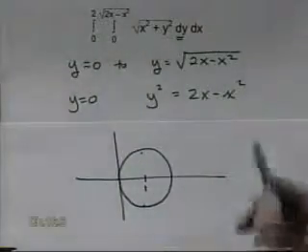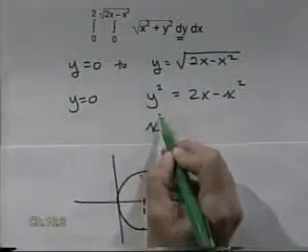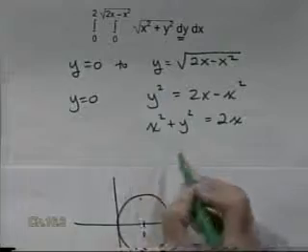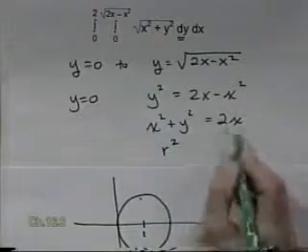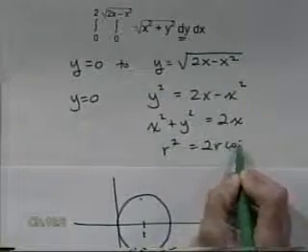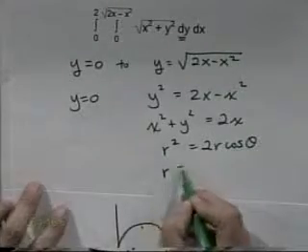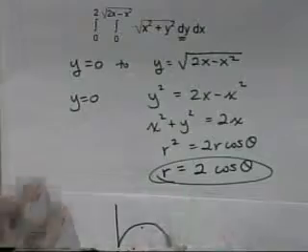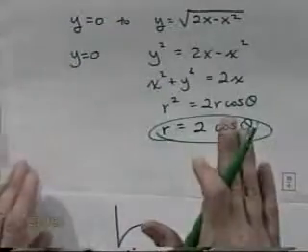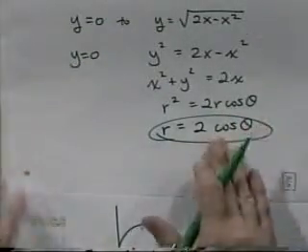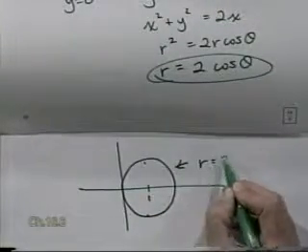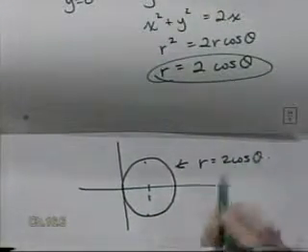All right, so here I go, oh, look at this. X squared plus y squared is 2x. So for x squared plus y squared, I can put in r squared. For x, I can put in r cosine theta. And dividing by r gives me r equals 2 cosine theta. And if you put your calculator in polar mode and had it graph it, you would get that lovely little circle there. So this is r equals 2 cosine theta.